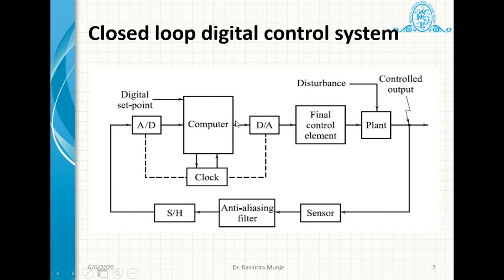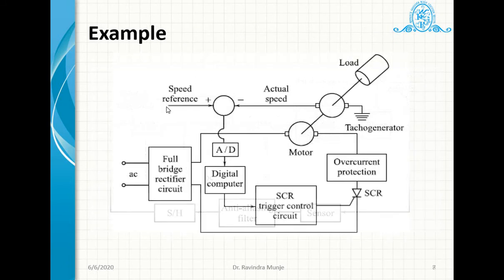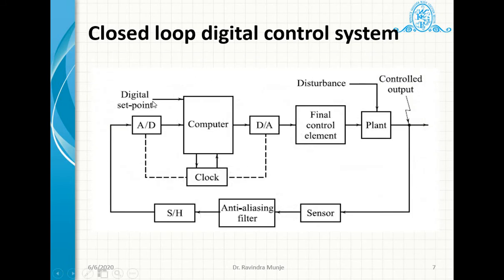So this is the controller here, the computer. It will receive the input from the analog to digital converter, and also it will receive the digital set point. Then it will compare, create some signal, and send it to the digital to analog converter. Then this signal is given to the final control element, which is nothing but the actuator, and this gives the input to the plant. Now in this case, the digital computer can be a special purpose digital computer, a microprocessor, or a digital signal processor, right? This can be a microcontroller or digital signal processor.